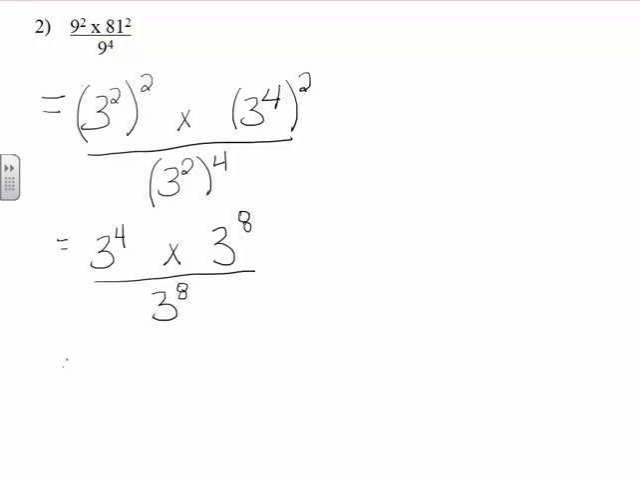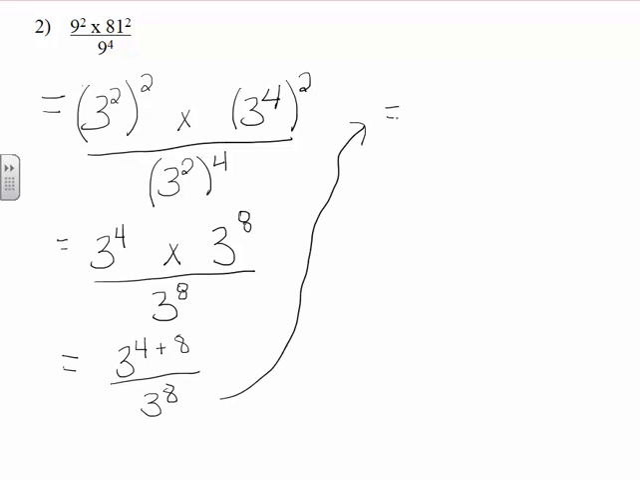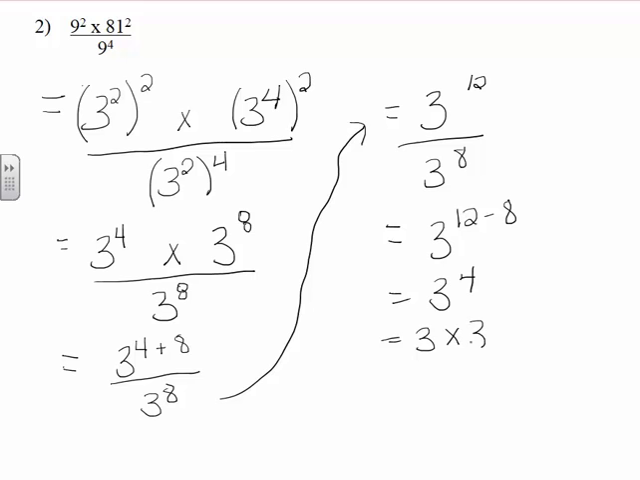And then we will go about using our product rule, which becomes 3 to the 4 plus 8 divided by 3 to the 8, which is then 3 to the 12 over 3 to the 8. And finally, we use our quotient rule, which gives us 3 to the 12 minus 8, which is 3 to the 4, 3 times 3 times 3 times 3, to get our final answer of 81.